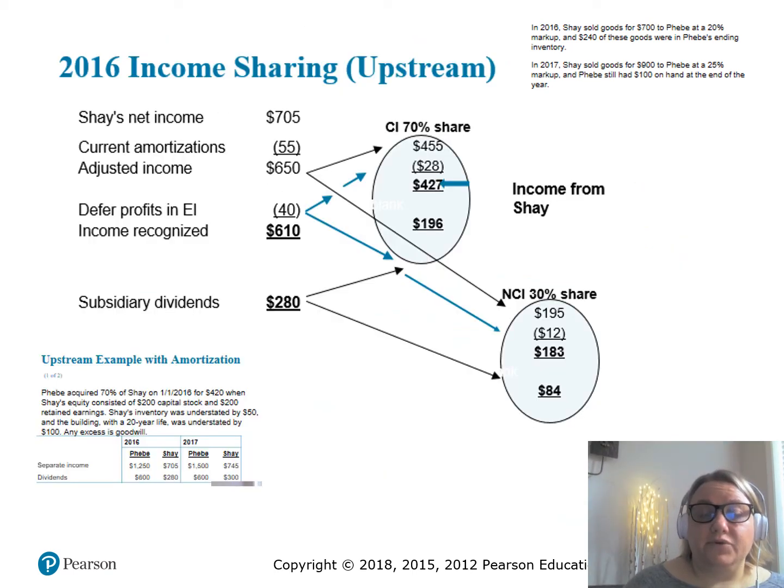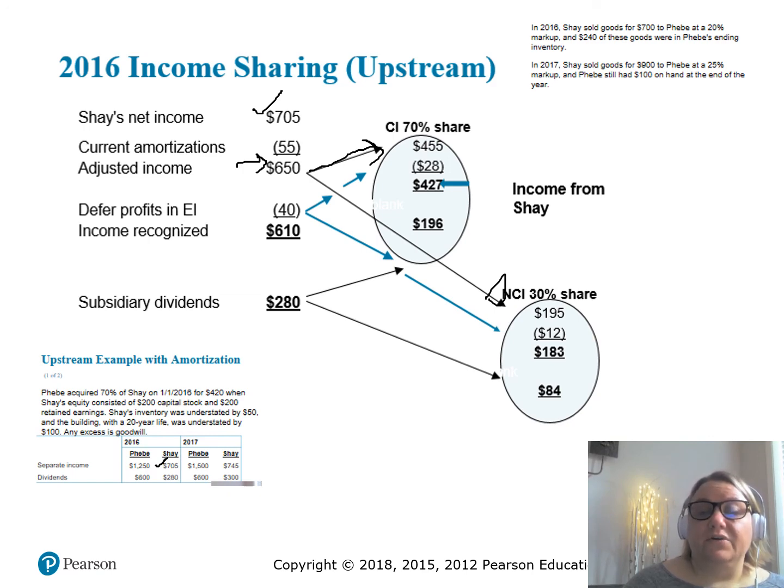Okay, so let's look at the upstream income sharing. I just want to point out this is super small, so you might want to come back and take a look at that slide. So we're looking at Shay's net income here, which is the 705. Barely see it here. Go back and double check your slide. I was trying to fit everything in. All right. And then the current amortization, 55, which we figured on the previous slide, right, gives you the adjusted income of 650. Now we're going to break out the two shares. These arrows are much better than the last set, by the way. Right here to the NCI share. Right here. Break out the two shares.